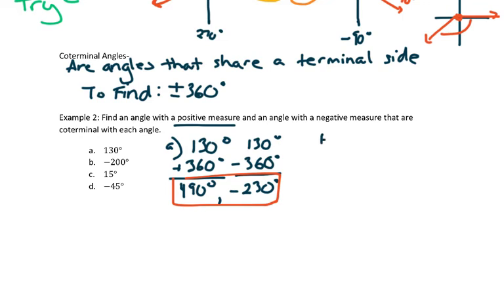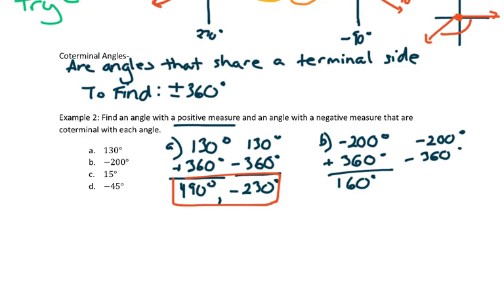All right, let's try another one. So I've got negative 200 degrees. Here I can add 360 degrees. Negative 200 plus 360 is 160 degrees. And then negative 200 degrees minus 360 is negative 560 degrees.